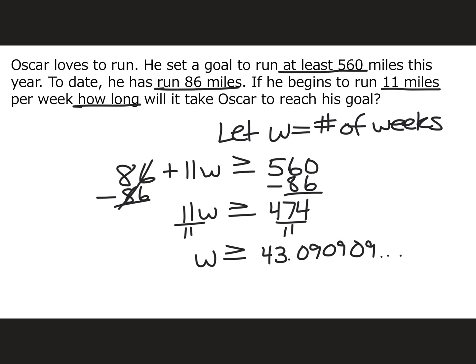Oh dear, we got a decimal. So let's look at this. He wants to run at least 560 miles. So can he run for 43 weeks and get to his 560 miles? No, he would have to run more than 43 weeks. And so we've got to go up. What's the least amount of weeks he can do to reach his goal? The least amount would be 44 weeks. All right, let's go to the next one.